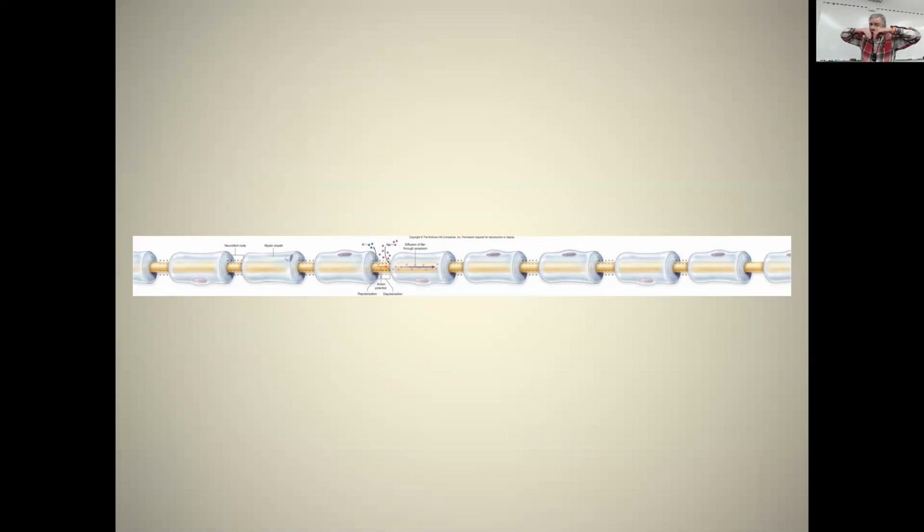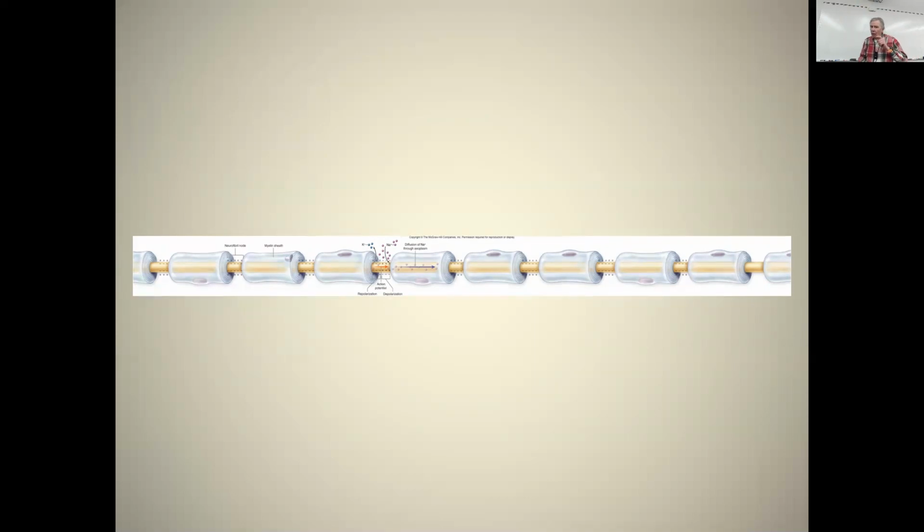So sodium rushes in at the node, and sodium diffuses along the axon in both directions. It travels along the axon underneath the myelin sheath to the next node. And that sodium ion is going to cause the membrane in the next node to reach threshold, and another action potential will fire at that node. And those sodium ions will diffuse up to the next node and cause that one to reach threshold, and so on and so on.